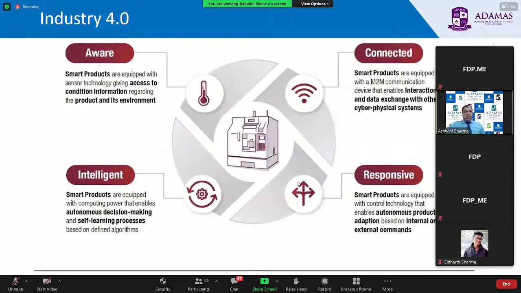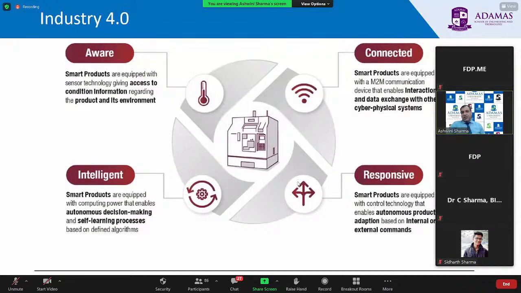So now coming on to the same term, Industry 4.0, which will be coming up many times in this presentation. So just see here what is happening. The first one is aware. Smart products are equipped with sensor technology. So how are we aware? We have 5 senses by which our brain processes the information and then takes the necessary action. So all kinds of sensors are installed in order to access the condition information of a system, regarding the product and its environment.